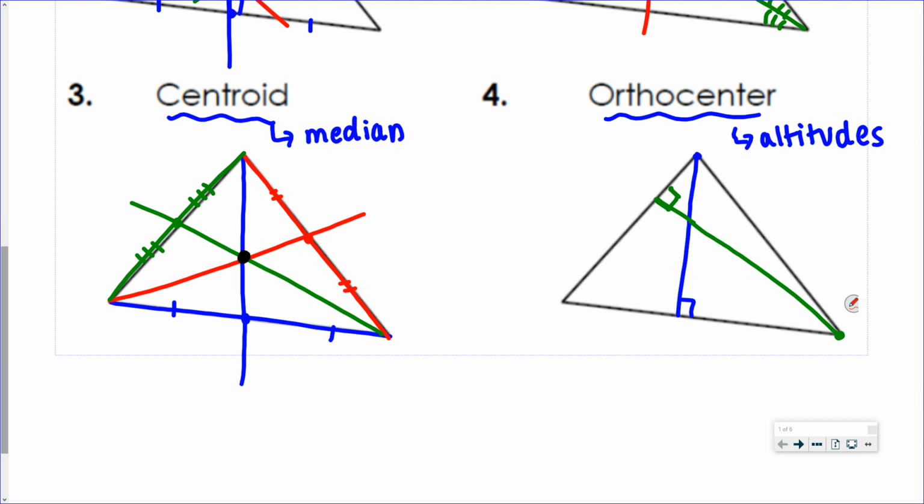And then same thing for the last one. From this vertex, perpendicular. So I can see right here, that'd be my orthocenter.